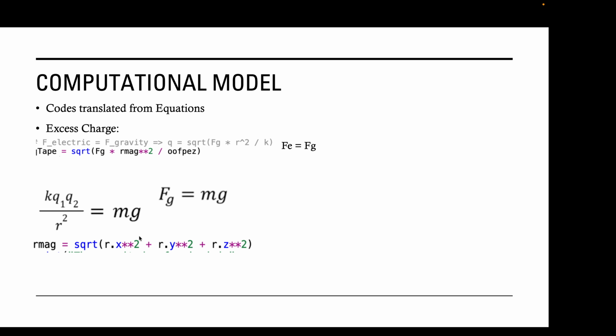In order to find the charge, we set the electric force equal to the force of gravity. The force of gravity is equal to mass times gravity, and when we set these equal to each other, we have k q1 q2 over r squared is equal to mg. Note that r represents the magnitude. Here we have r magnitude equal to the square root of x squared plus y squared plus z squared. And note that q1 and q2 are the same, so we just leave it as q squared. And we set this to q is equal to the square root of Fg times the magnitude, which is r squared, divided by k.